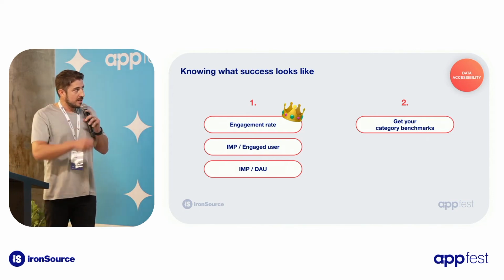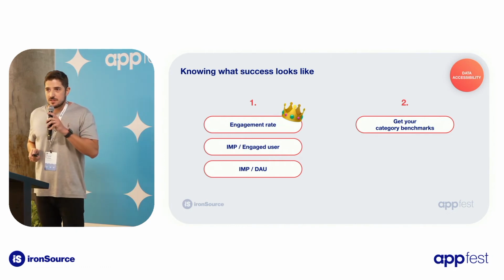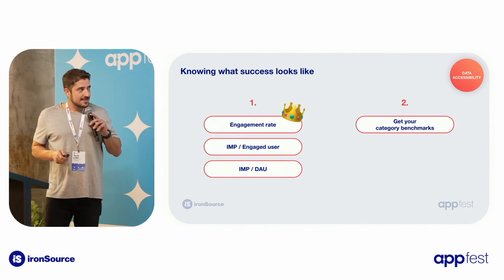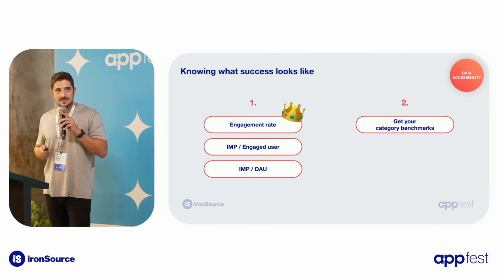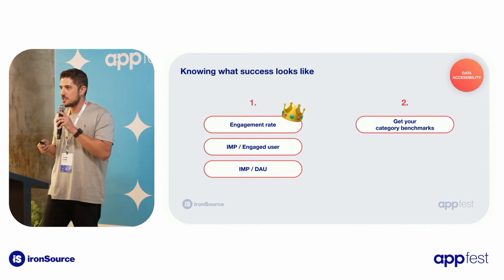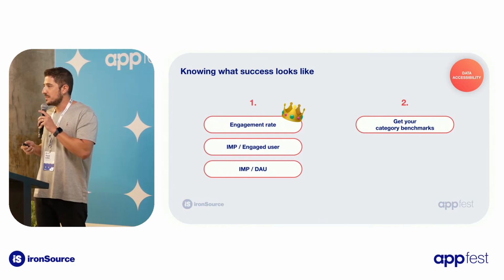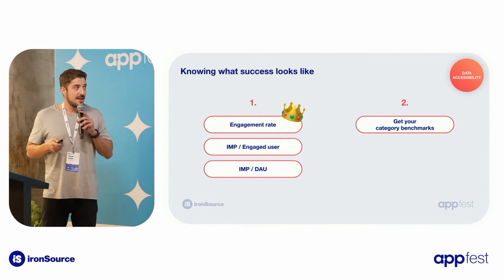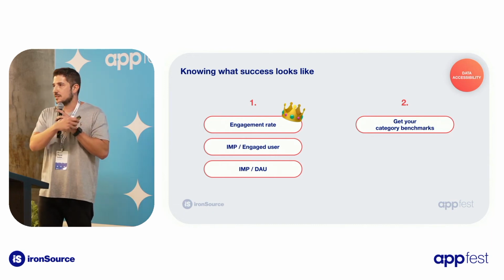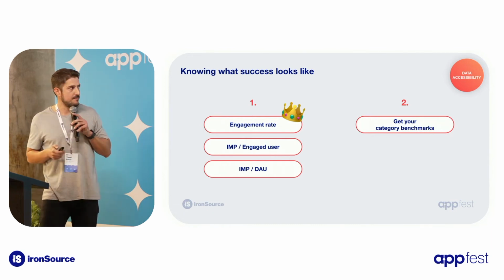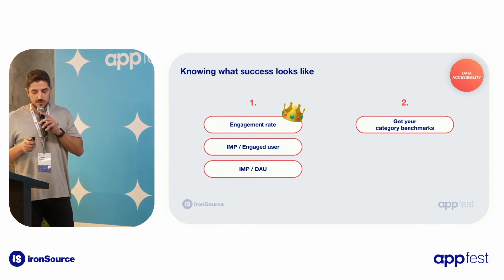Impressions per DAU is the multiplication of engagement rate and impressions per engaged user. Next up is getting your category's benchmarks. You must know your category's benchmark and you must get it from your mediation growth partner. And if you have a clear target and you know where you're going, it's much easier to prioritize this whole area. So let's look at a few examples.